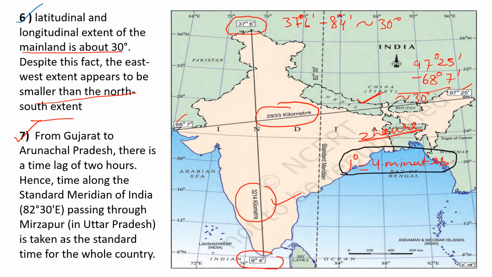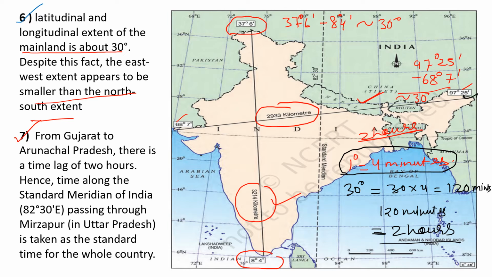ठीक है. So 30 degrees is equal to 30 into 4, that is 120 minutes. And 120 minutes means 2 hours. 60 minutes is 1 hour, so 120 minutes equals 2 hours. So there is a time lag of 2 hours between the easternmost point and the westernmost point, that is in Arunachal Pradesh and Gujarat.